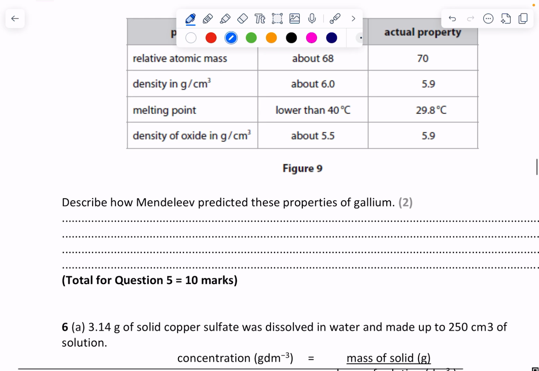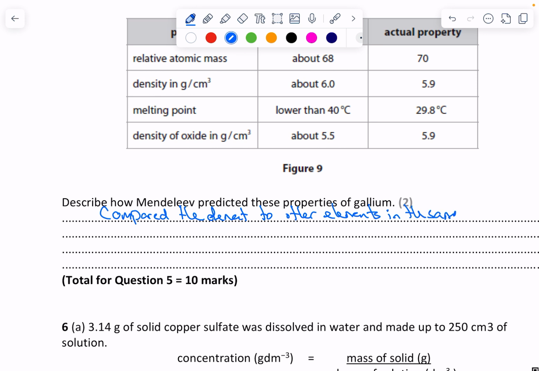So what Mendeleev did was he compared the element to other elements in the same group. And when he did that, what he then did was use trends in properties to make predictions. So he looked at the trends and then predicted what the properties of the element would be. There's 2 marks, so 1 mark for that bit and 1 mark for that bit.